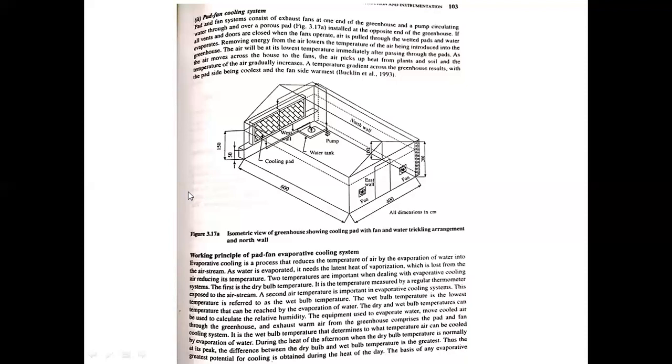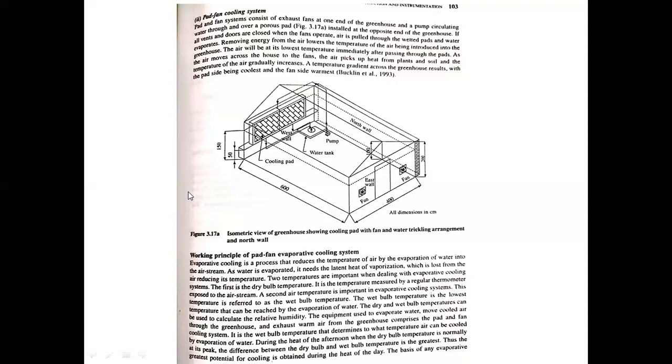Two temperatures are important when dealing with evaporative cooling systems. The first is the dry bulb temperature. It is the temperature measured by a regular thermometer exposed to the airstream. A second air temperature is important in evaporative cooling systems. This temperature is referred to as the wet bulb temperature. The wet bulb temperature is the lowest temperature that can be reached by the evaporation of water. The dry and wet bulb temperatures can be used to calculate the relative humidity.